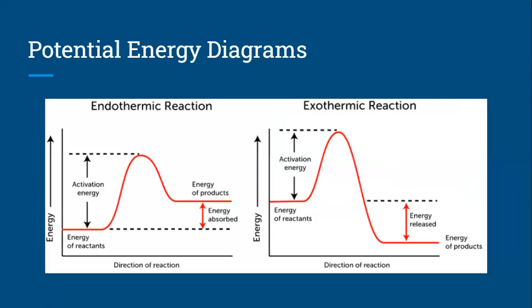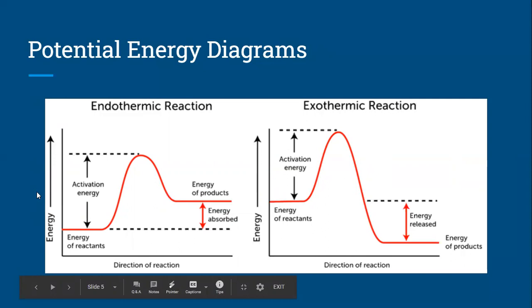These energy diagrams look like this. The one on the left is for an endothermic reaction, and the one on the right is exothermic. They have a lot of the same components. They all start with the energy of reactants, and as the reaction continues, you end with the energy of the products. The y-axis on both graphs shows energy.